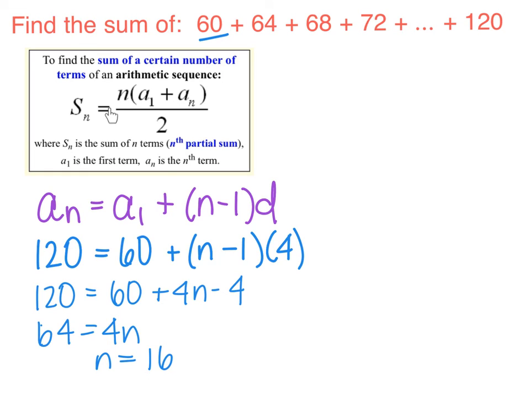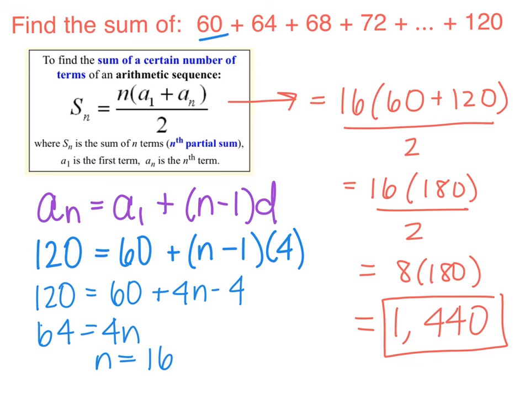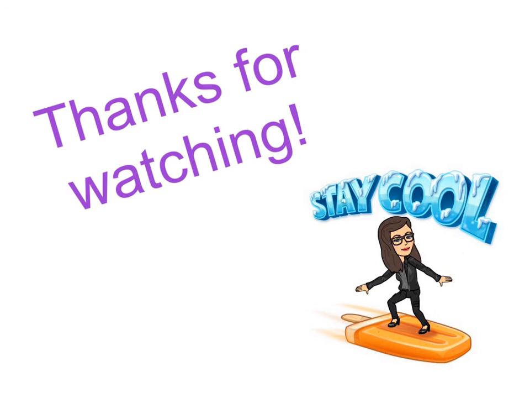So that means I can plug that in here and find the sum. When I work everything out here, 16 goes in for n, the first term is 60, we add the last term and we divide it by 2. That all works out to be a sum of 1,440. And that's going to do it for this video.